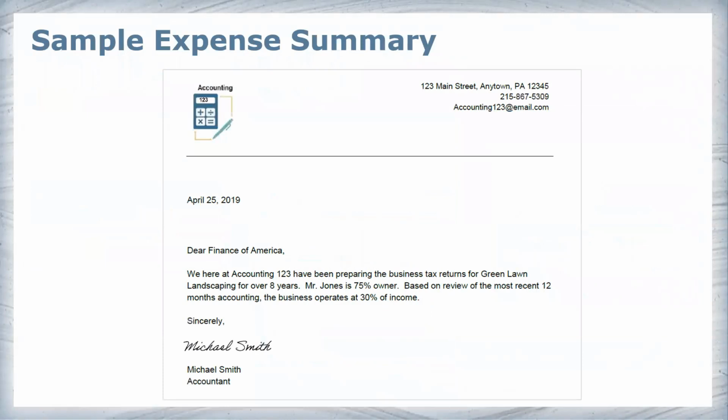Now here is an example of an expense summary. You can see it includes all the required items: the business name, the business owner, the percentage of ownership, the length of business ownership, the look-back period of 12 or 24 months based on the number of months of bank statements that have been provided, and the expense-to-income ratio. So that's what an expense summary would look like.